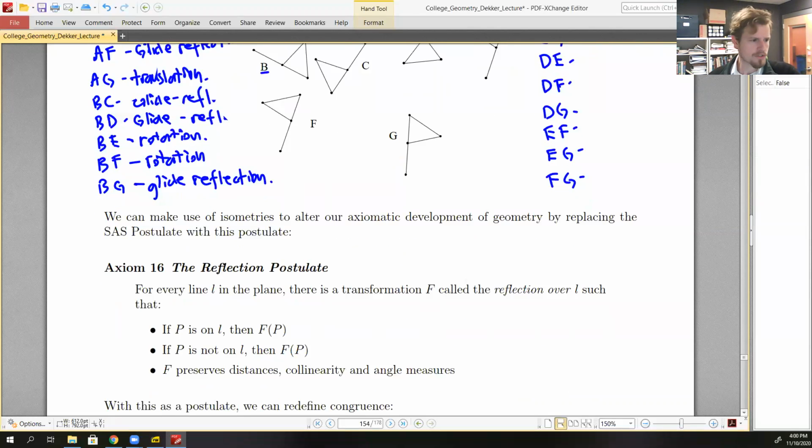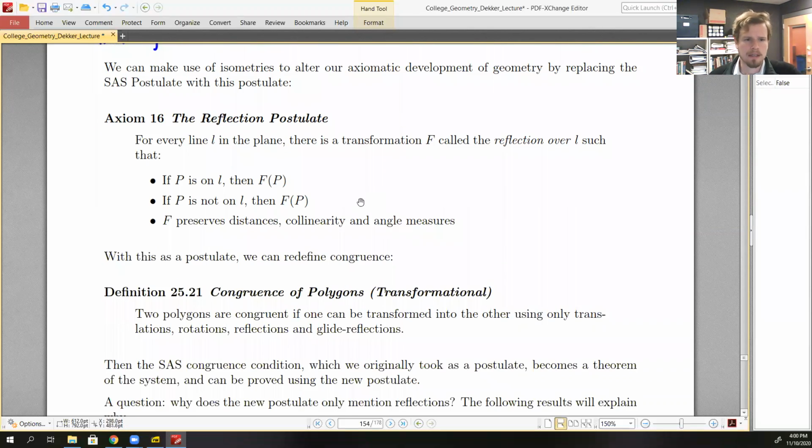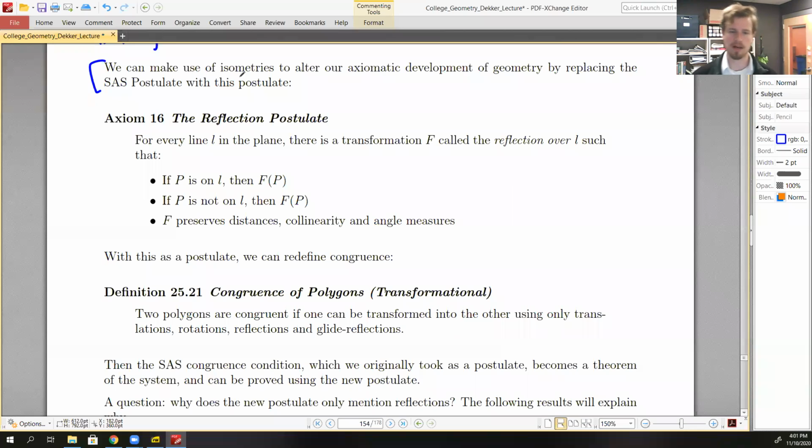All right. So just a couple things left to look at before we finish this video. So we have the reflection postulate, and this is the postulate that we could replace the side angle side postulate with. Okay. Essentially, what it amounts to is, as far as triangles go, side angle side postulate is what gives us congruence, other than matching all of the side lengths and all the angle measures. So we could remove that postulate and we could replace it with this postulate, the reflection postulate.